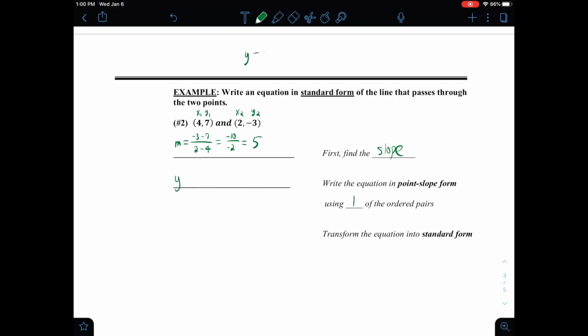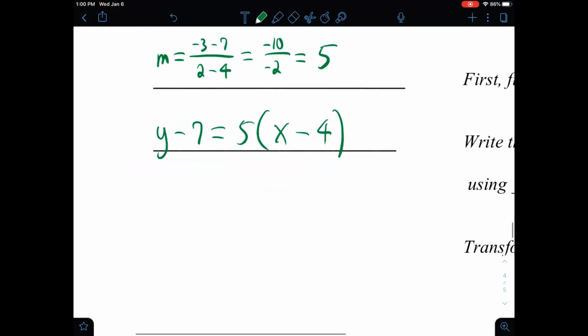Let's just write that up here. y minus y1 equals m times x minus x1. All right. So we're going to do y minus, I'm just going to use 4 and 7 because those are both positives. So I'm going to do y minus 7 equals 5, which is our slope, times x minus 4, which is our x1. Now to get this in slope intercept form, we need to move stuff around. We need to distribute. So we're going to distribute here. We have y minus 7 equals 5x minus 20.